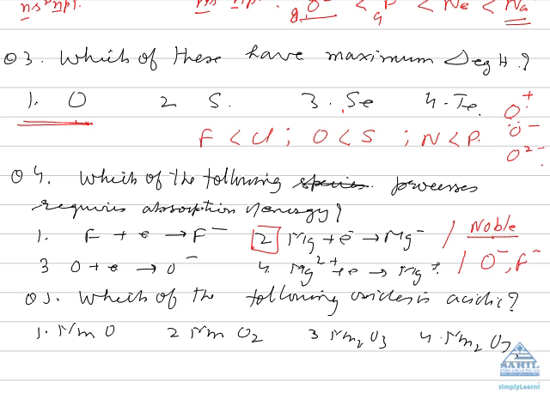So out of these, manganese oxide (MnO) will be basic in nature because it is in the lowest possible oxidation state. Mn2O7 will be acidic in nature because it is in the highest possible oxidation state.